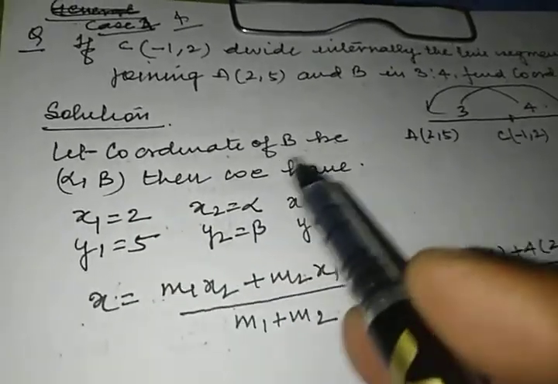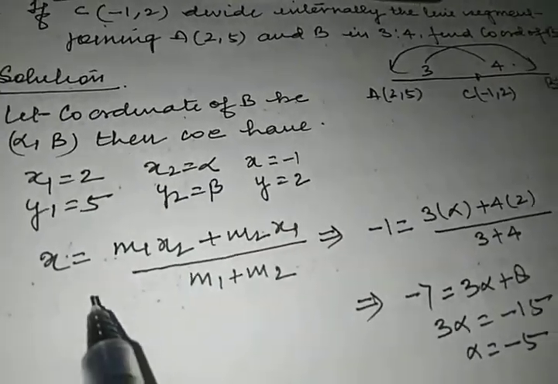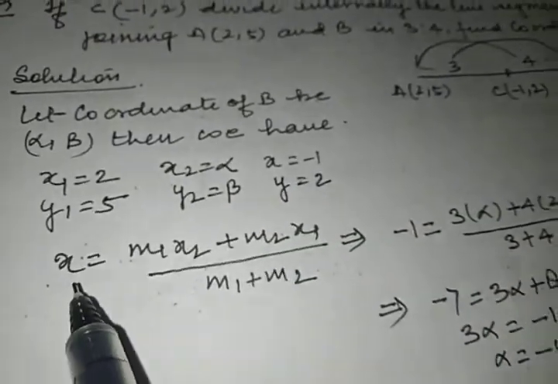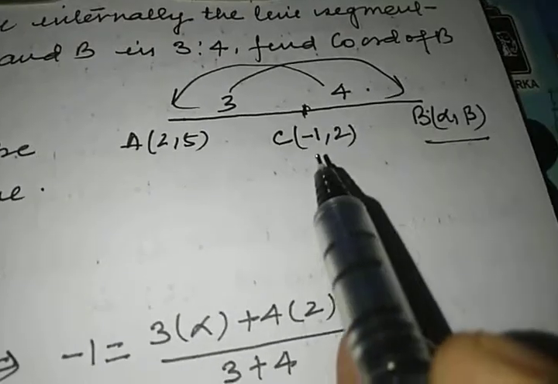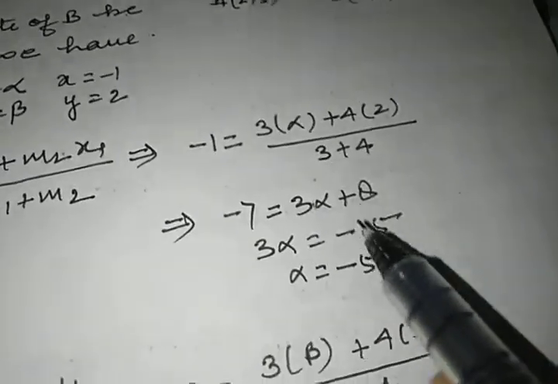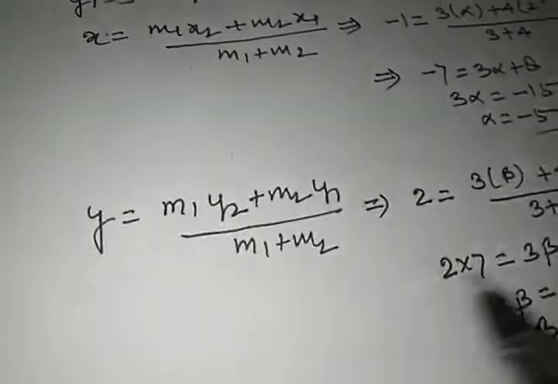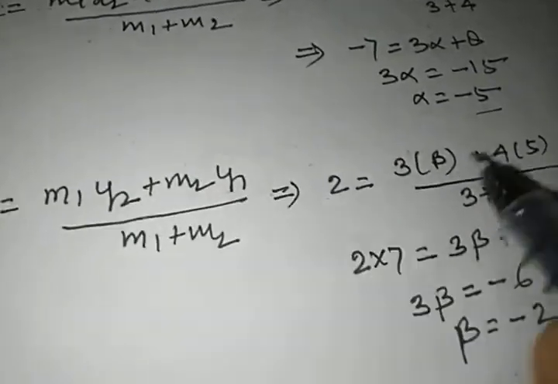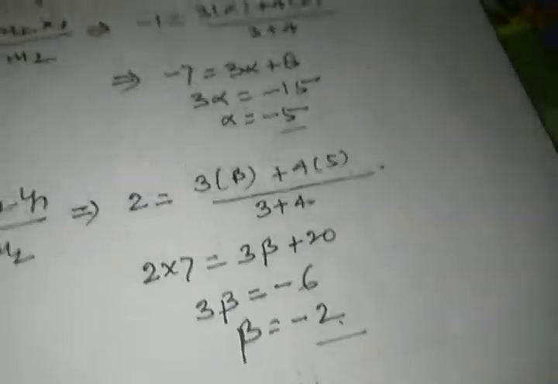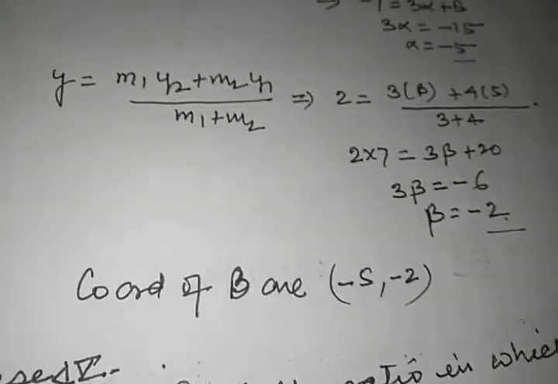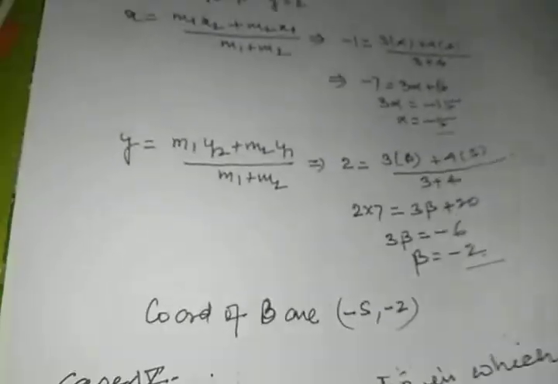Certain all the details. B is the point (alpha, beta). Now x will be (m1 x2 + m2 x1)/(m1 + m2) by the arrow method. You put all the values here. x is equal to -1. See, so I put -1. Then put 3 into alpha, 4 into 2, over 3 plus 4. This gives alpha is equal to -5. Similarly, y is equal to m1 minus 2, this. And the value of y is from here, it is 2. So put the value of 2 here. Calculate, beta is equal to -2. Okay. So the coordinates of B are (-5, -2). See, again, one thing is there.